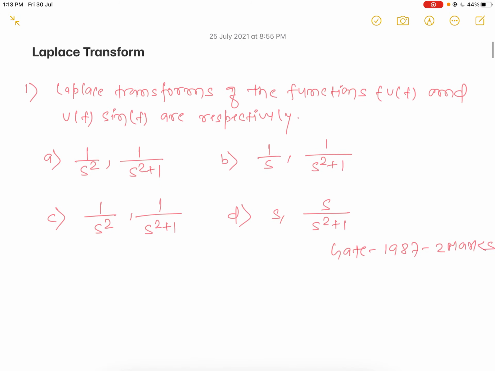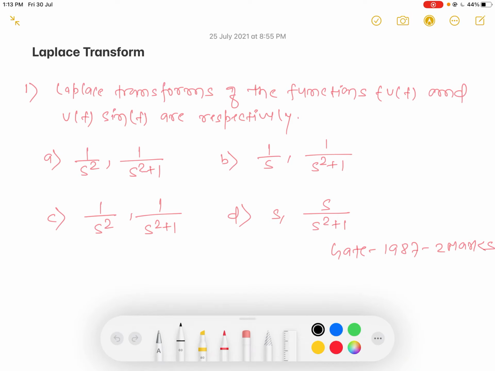The first question was asked in GATE 1987 for 2 marks. The Laplace transforms of the functions t u(t) and u(t) sin t are, respectively... We have to find the Laplace transform of both signals, t u(t) and sin t u(t). Very simple.